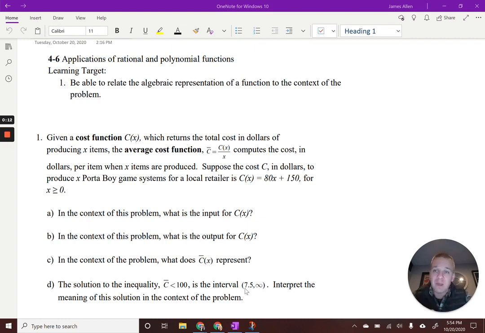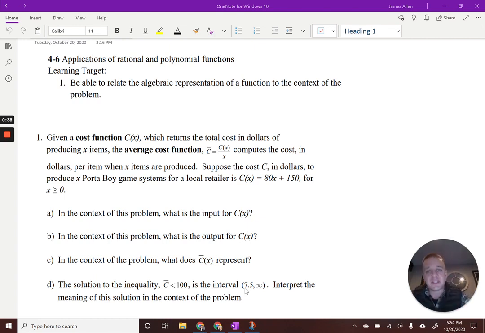So a little bit different though with applications for this one. Normally we're focused so much on, oh, we're going to graph it, we're going to find these numbers, minimum, maximum, whatever. But we're going to focus more on what do they actually mean. So our learning target here is to be able to relate the algebraic representation of a function to the context of the problem. Well, without further ado, let's hop to it.